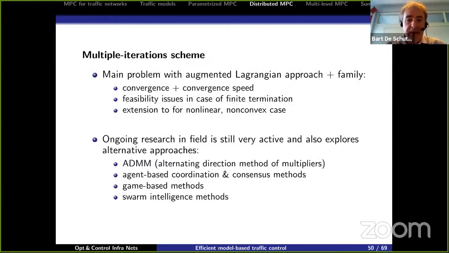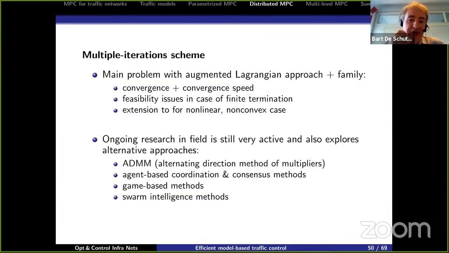Okay. So there are many schemes, and this is actually a very active field of research. And if I was not mistaken, the ADMM method has been discussed in yesterday's presentations, but there are also methods based on games that will be discussed later today also by Professor Ming Chao, if I'm not mistaken. So this is a very active field of research on how to get convergence.